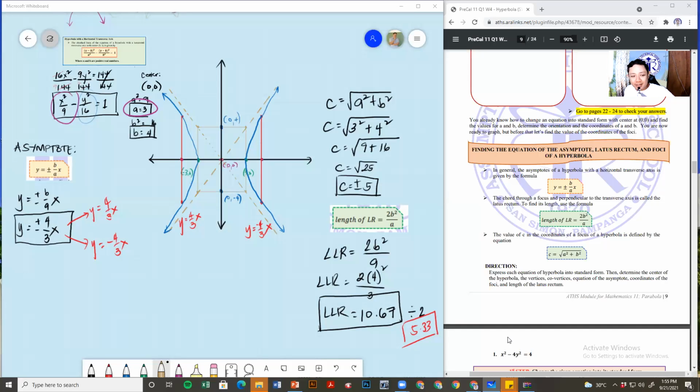You still need to solve for the equation of your asymptote, which is actually very easy to do after identifying your A and B and graphing them. C is also very easy to do. Get the square root of the sum of A squared and B squared. And then the length of the latus rectum, after solving it, divide it by 2 and then graph. That's it. As simple as that. It only took us a while kasi there is an additional process that we need to do. But actually, it's just very easy.